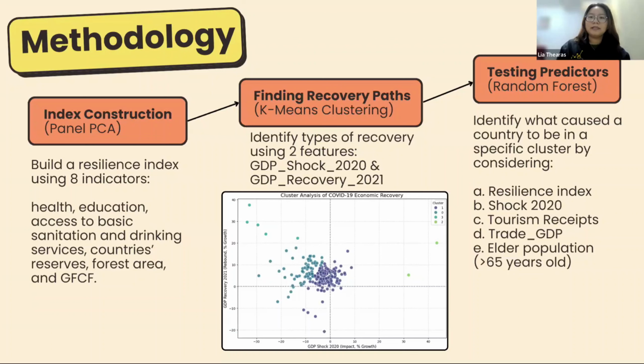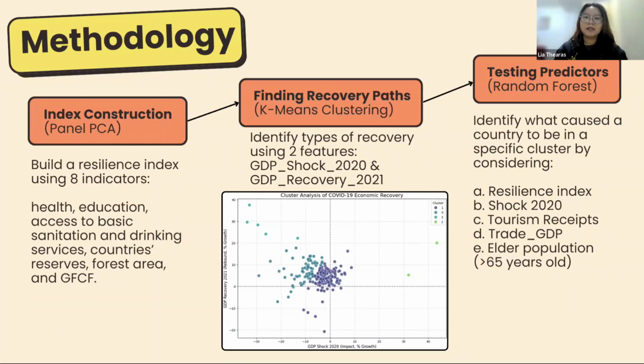The first one, we built the resilience index using panel PCA with 8 indicators: health, education, access to basic sanitation and drinking services, country reserves, forest area, and also GFCF. Second one, after we identify the resilience index using those 8 indicators, we also use K-means clustering to cluster all of the 204 countries all over the world with two features. The first one is GDP shock 2020 and also the GDP recovery 2021 to differ them into 4 clusters.